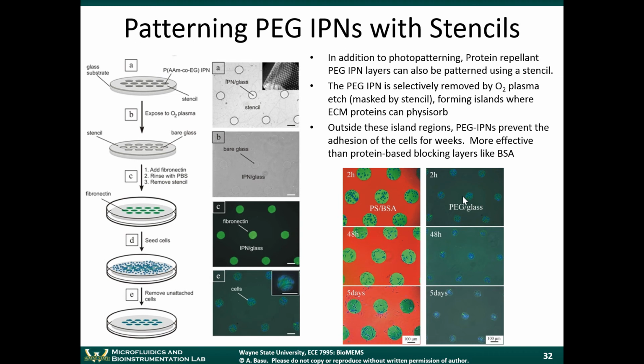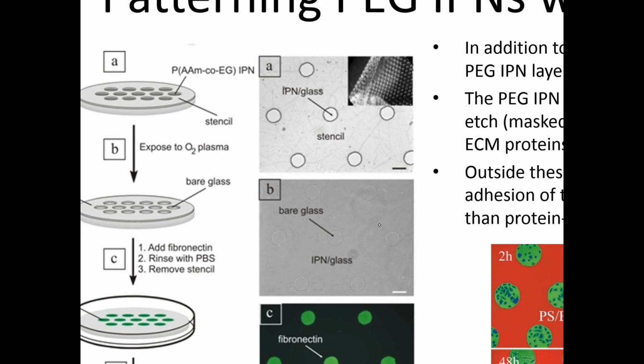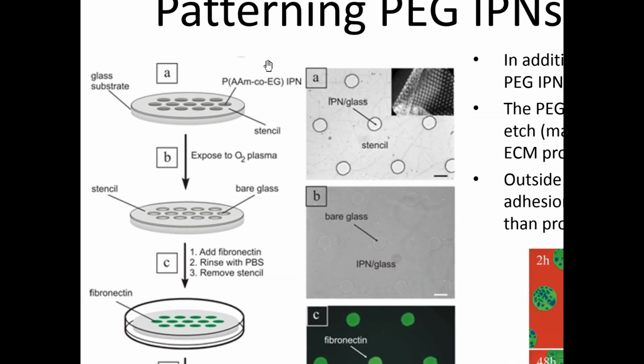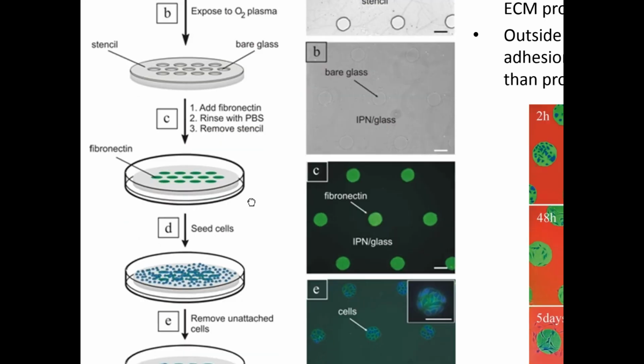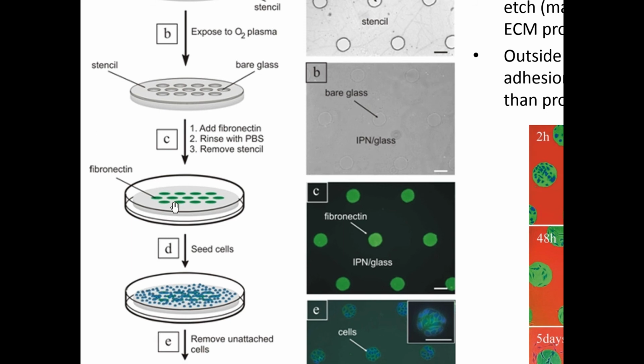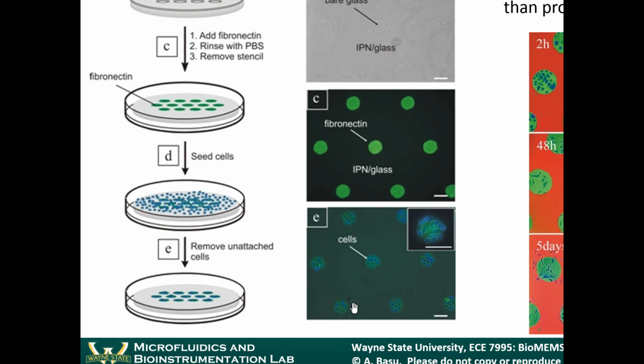I mentioned that you can pattern polyethylene glycol layers with stencils. So you just have the stencil approach that we saw last time, where you have basically a membrane layer with some holes in it, and this layer can be placed through those layers, and you can add fibronectin to it. The cells will only attach to the regions that have the fibronectin attached to it. So after you seed the cells, and then you remove the unattached cells, you'll be left with a cell pattern like this.